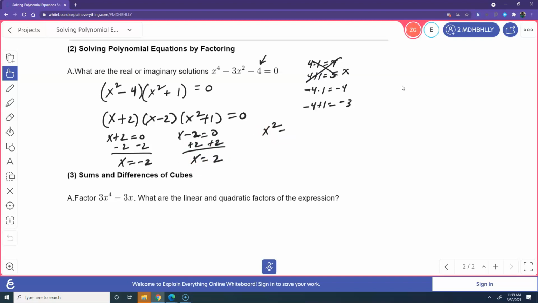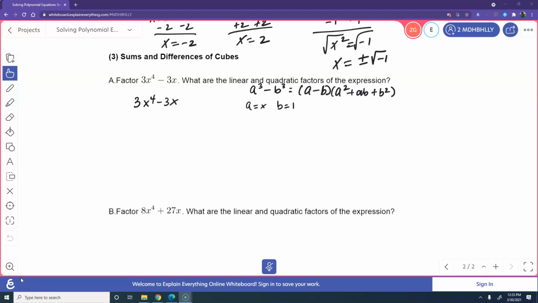x squared plus 1 equals 0. So this is going to be imaginary, and you're going to see why. You subtract 1 from both sides, so you have x squared equals negative 1. Get the square root of both sides, so x equals plus or minus the square root of negative 1. So you want to know the solutions. It's going to be negative 2, 2, and the square root of negative 1 is i. So let me make that correction. So it's going to be i and negative i.